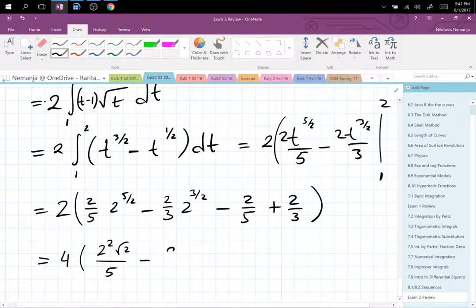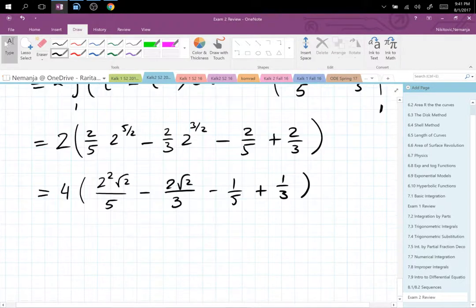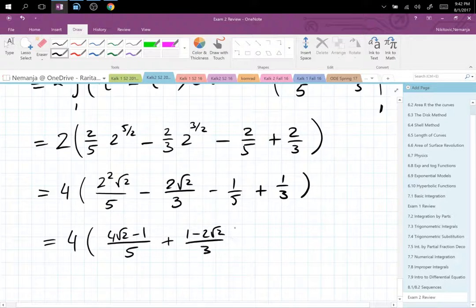And then you have 2 root 2 over 3 minus, I took 2 out, so 1/5 plus 1/3. And the simplified answer is (4 root 2 minus 1) over 5 plus (1 minus 2 root 2) over 3. And then you can get decimals.